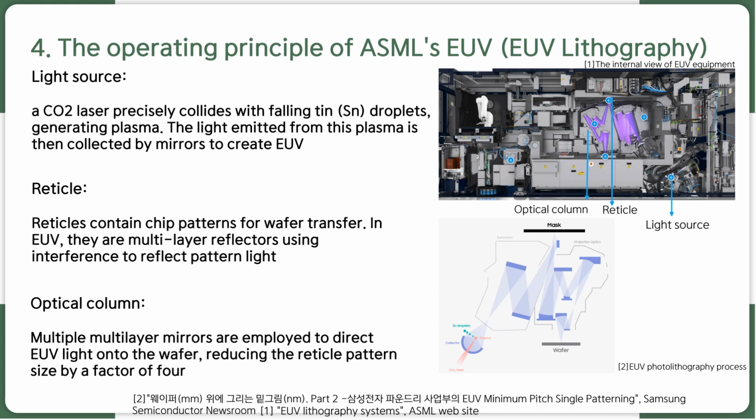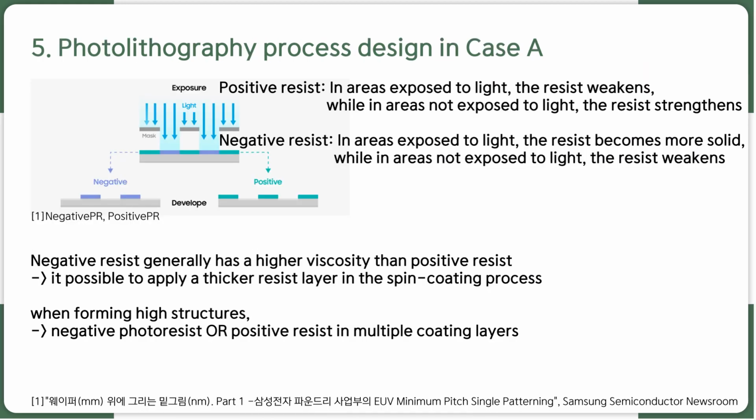Multi-layer mirrors are employed to direct EUV light onto the wafer, effectively reducing the reticle pattern size by a factor of 4. Wafer design in case A: negative photoresists generally exhibit higher viscosity compared to positive photoresist. This characteristic can have a significant impact on the photoresist process.